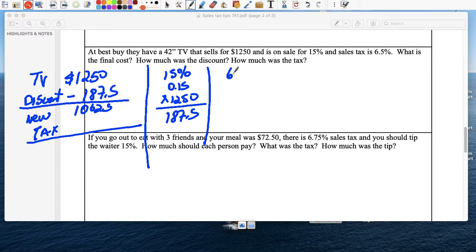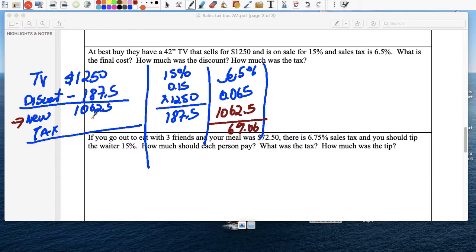Now I have to pay my tax. My tax is 6.5%, which we change, moving the decimal two places over, to 0.065. And we're going to multiply that by, remember, not the original price of 1,250, because I'm not paying that anymore. I'm paying the new price, which is the discount price, and that's what I'm going to pay taxes on. So my tax is calculated on the new price. 1062.5 times 0.065 equals $69.06.